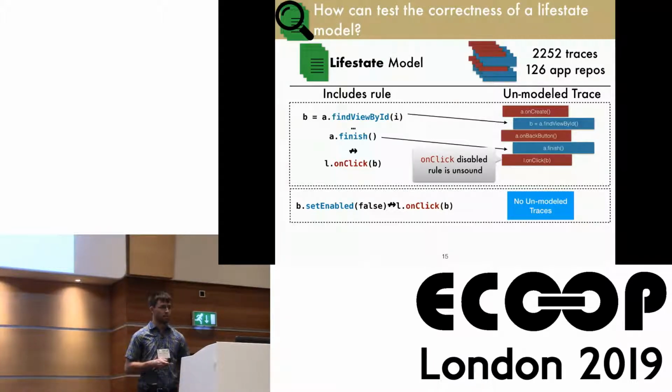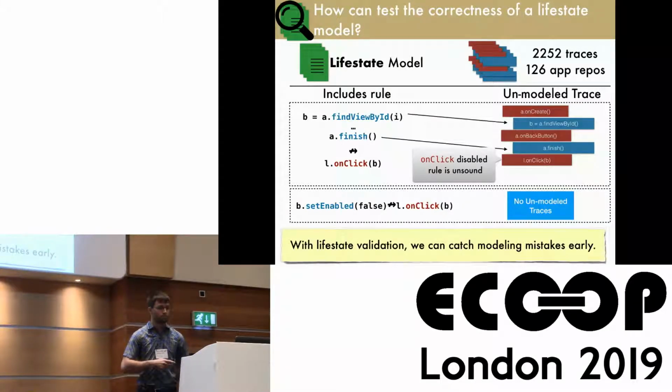With set enable false, we can do the same experiment and we don't find a counterexample. And so what this allows us to do is develop a model. As we develop the model, we can search for these counterexamples and only admit rules that are correct.